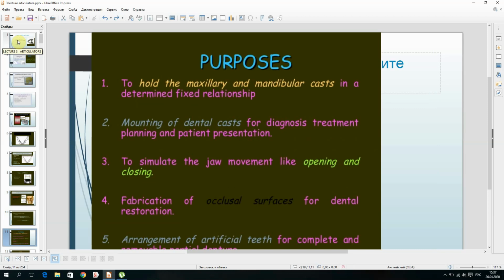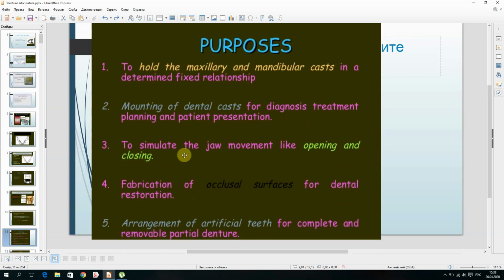Purposes. To hold the maxillary and mandibular casts in a determined fixed relationship, mounting of dental casts for diagnosis, treatment planning and patient presentation, to simulate the jaw movement like opening and closing, fabrication of occlusal surfaces for dental restoration, arrangement of artificial teeth for the complete and removable partial denture.